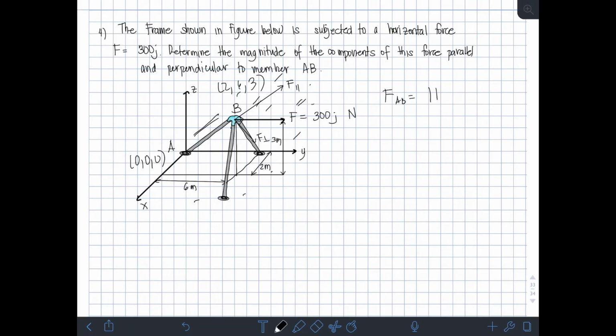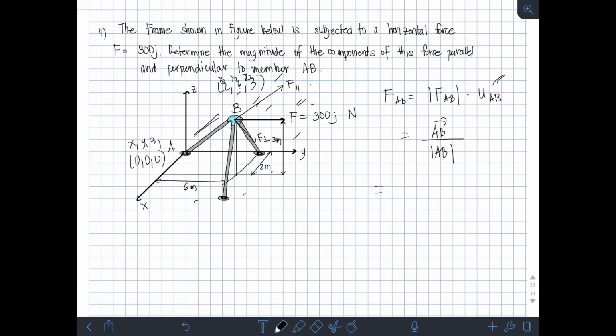So the magnitude, so force FAB times the unit vector in the same direction as AB. We can find this unit vector in the same direction as AB using the formula for vectors for 2 points. So, vector AB over the magnitude of AB. So we have, from A to B.